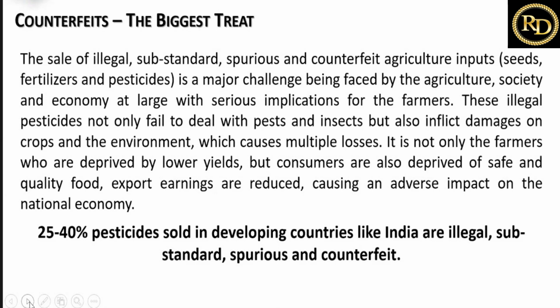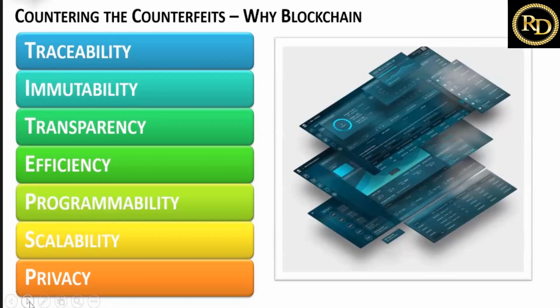Similarly, it creates a lot of problems for the other value chain players, including the manufacturers and the brands, because the farmer loses trust in the brand itself when he has used a counterfeit. Now, counterfeits can be countered using blockchain. Why? Because blockchain provides traceability, immutability, transparency, efficiency, programmability, scalability, and privacy.